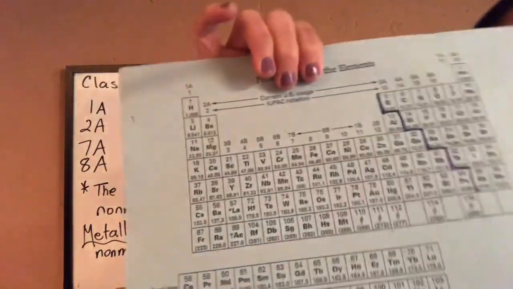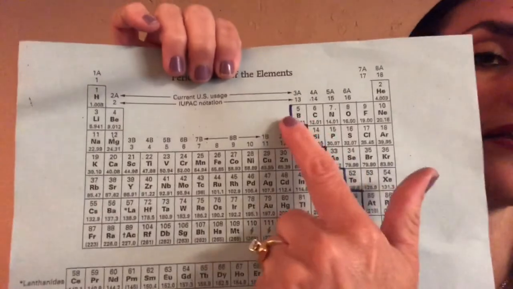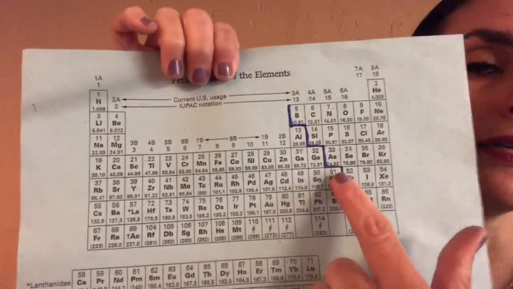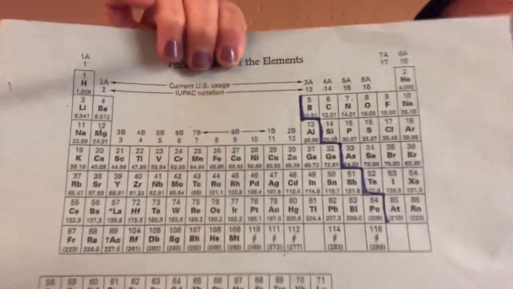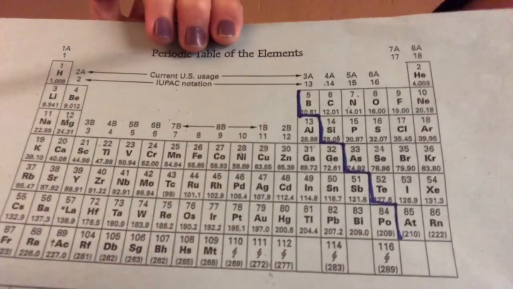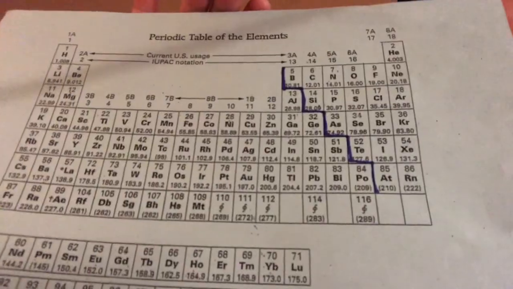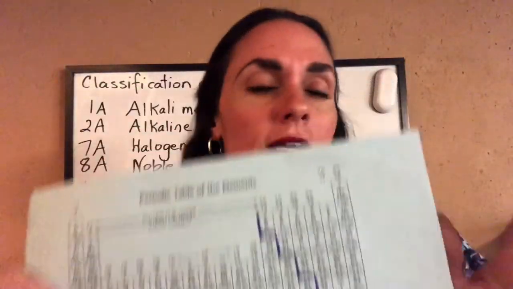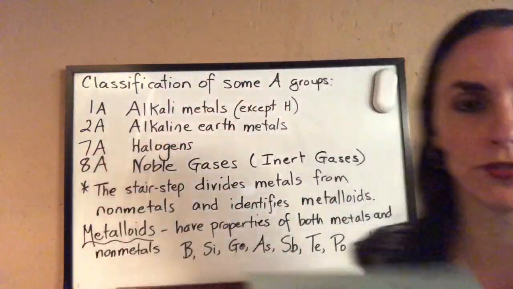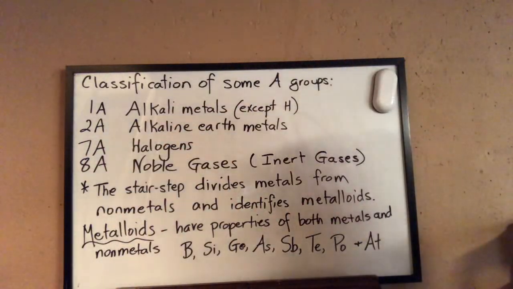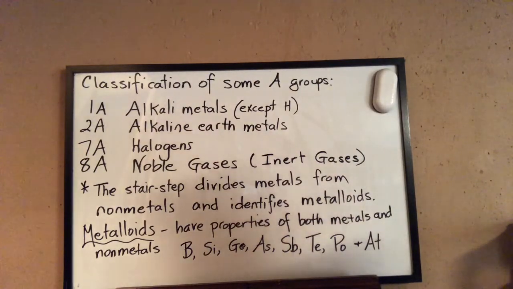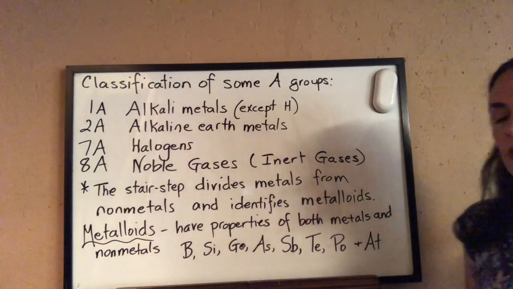Okay, and I have this one here posted for you in Canvas. And I bolded the line, the stair step, just to make it clear for the video. But you can see it if you choose to print out that periodic table. You may not have a periodic table that is color coded. So this staircase here is important to differentiate the metals from the non-metals. And then it identifies those elements which are called metalloids.